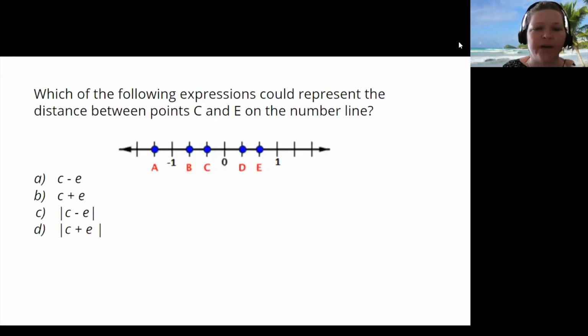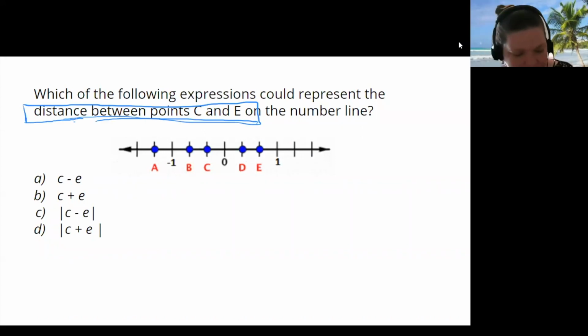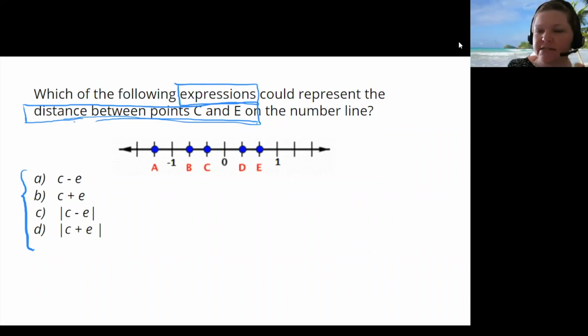Which of the following expressions could represent the distance between point C and E on the number line? All right, guys, what are they asking you to do or to find? Distance between two points. Wonderful. And they're not really just asking me to find the distance. If you take a look at these, you can see it's not a number or an answer as we think of it. Those are expressions. So we're writing an expression to represent that distance between point C and point E.